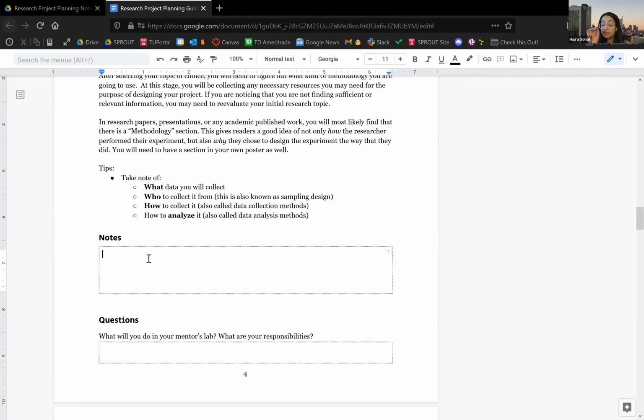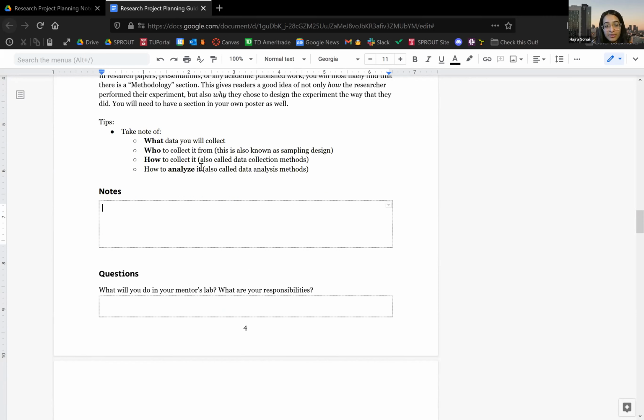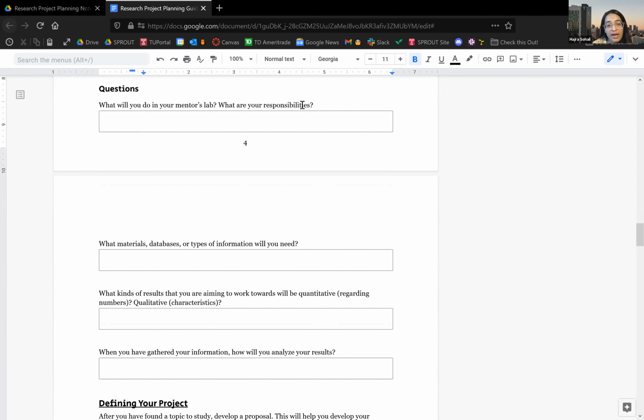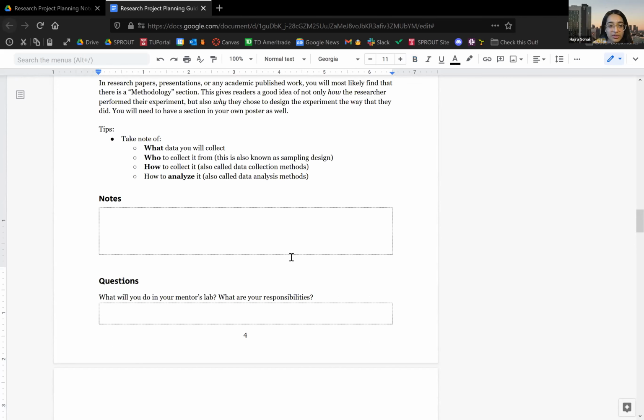You are probably going to write here what kind of data you'll collect, who to collect it from, sampling design, it's also called, so literature, how to collect it, primary, secondary, things like that, and how to analyze it. You might not know some of these all at once, but do take note of what you do know and maybe throw in some action items down the line if you do know more about how you're going to work through your project.